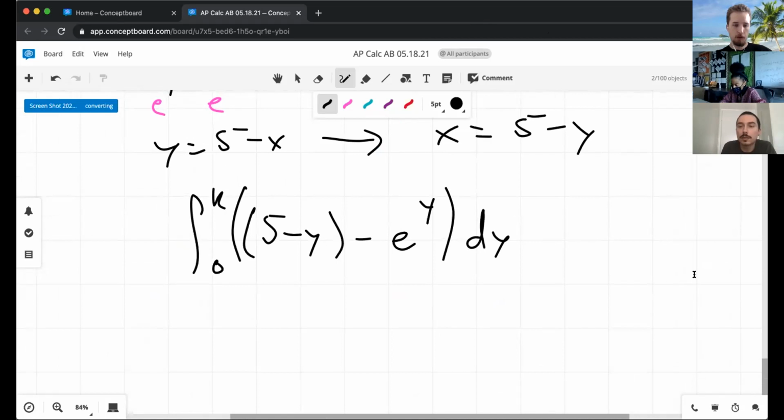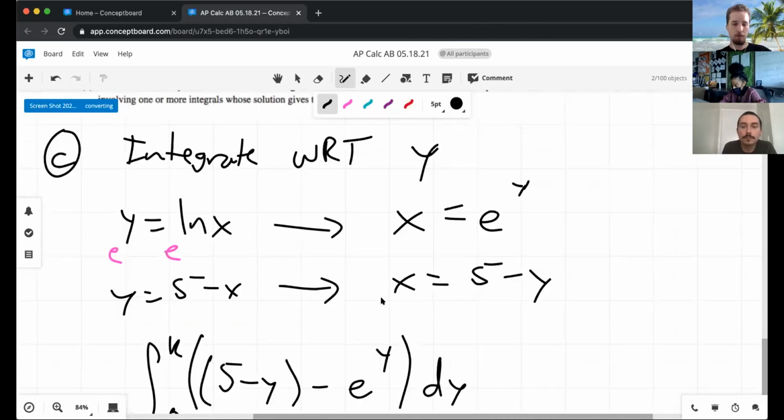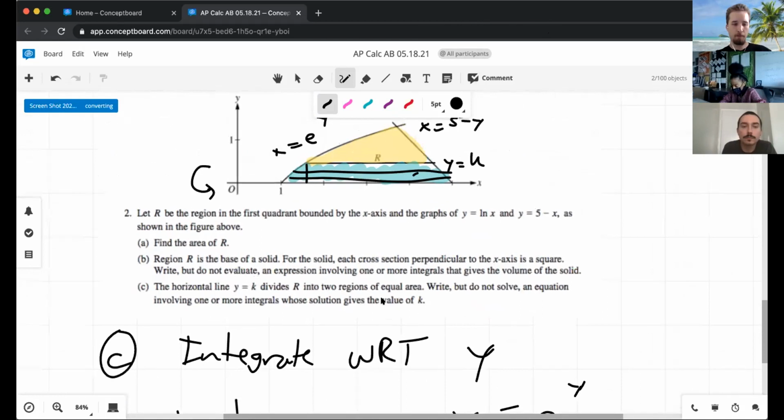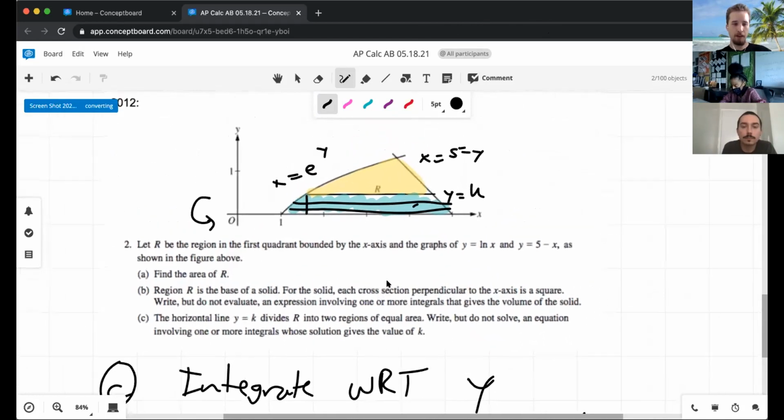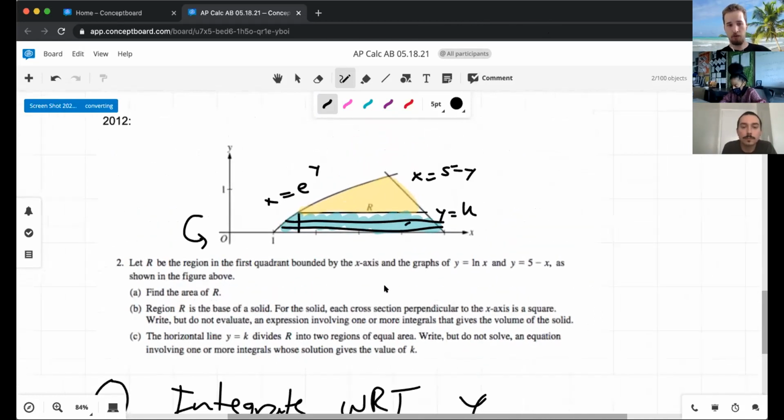K is the point where if you have the line y equals k, it splits the area in two. At the moment, we don't know what k is, but we did calculate the area from part B. So we do know what the area of the total shaded region is. And we don't have to solve this one. We just have to write the equation.